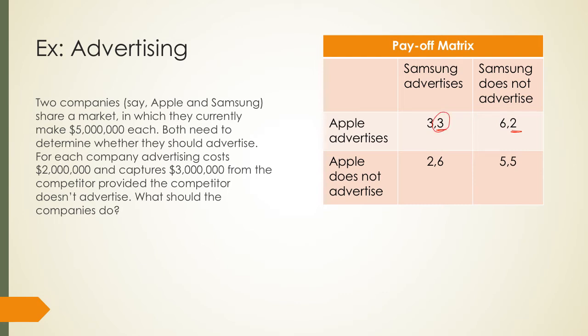Here, the best strategy is to choose advertising. Now suppose that Apple chooses not to advertise and Samsung knows that. Again, Samsung can analyze its strategies to determine that it optimizes its payout by choosing to advertise. The best choice for Samsung is to advertise in either scenario. This means that advertising is the dominant strategy for Samsung.